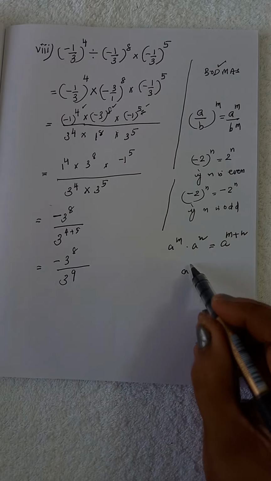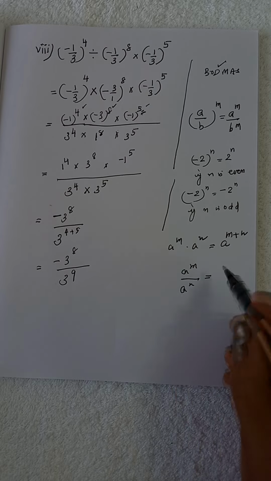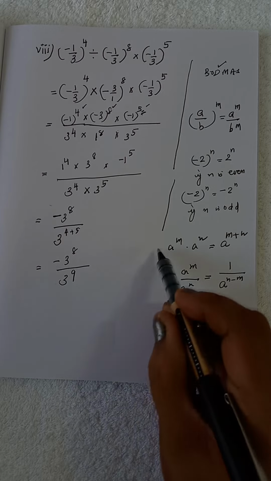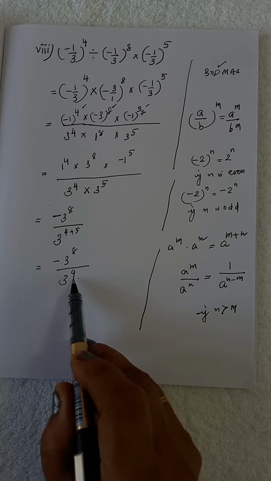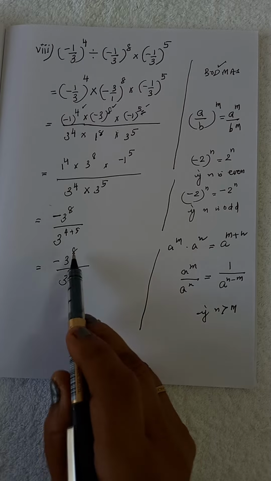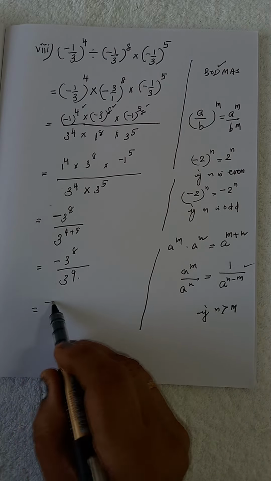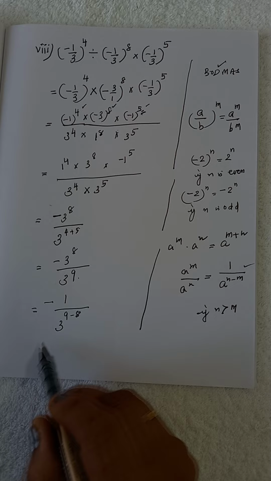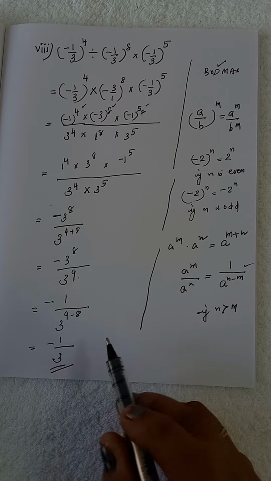Again we know a^m by a^n is equal to 1 by a^(n-m) if n is greater than m. In this case, if this is m and this is n, this n is greater than m, that is 9 is greater than 8. So we can apply this rule here. This is equal to minus 1 by 3^(9-8). That is equal to minus 1 by 3^1. That means minus 1 by 3 is the answer.